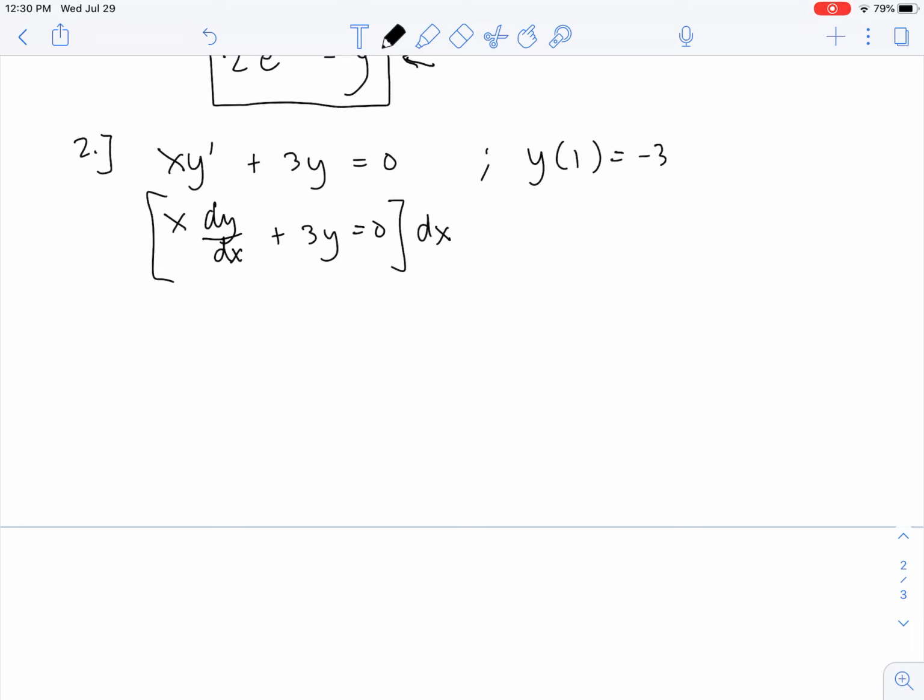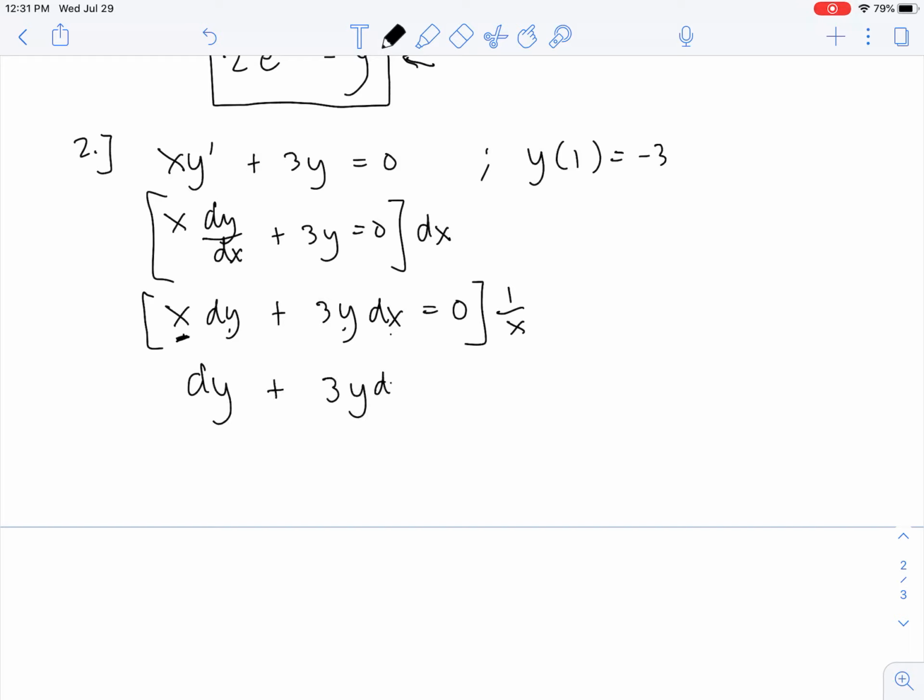Ato siya imong equation 2. This is x dy plus 3y dx is equals to 0. So equation number 2 na siya yung form. Next is atuang ipang pair up ang x sa dx, then ang y sa dy. So to do that, we multiply both sides by its reciprocal, which is 1 over x. So this now becomes dy plus 3y dx over x is equals to 0.